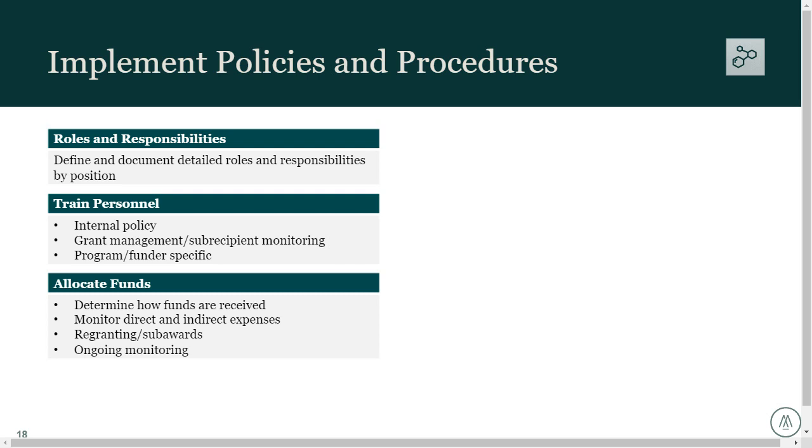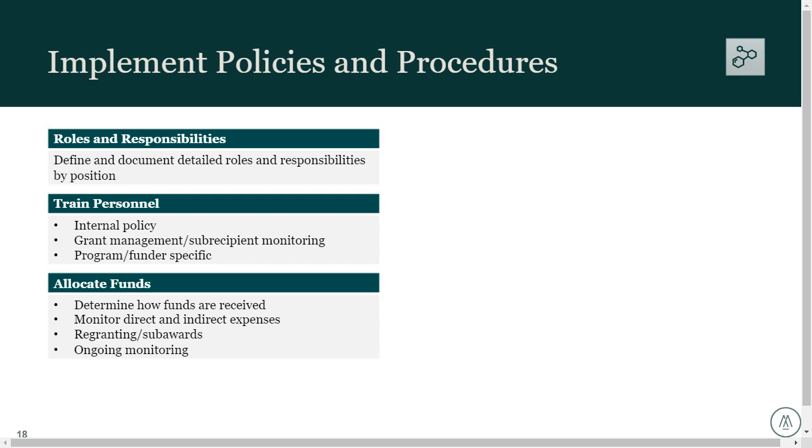Making sure that your personnel are trained on your internal policies, high level, so those financial policies, your general procurement process, things of that nature, but also on grant management and subrecipient monitoring. So understanding how your organization handles grants and monitors subrecipients, and then diving down deeper into that when you have a specific program, making sure that the personnel working on that program understands the requirements that are being applied and how they're going to execute the program.